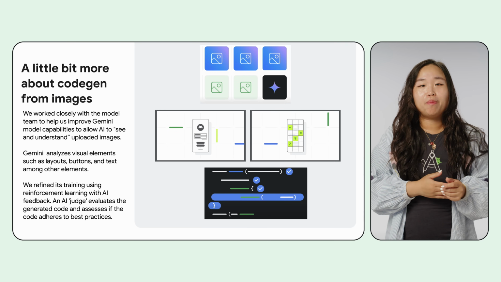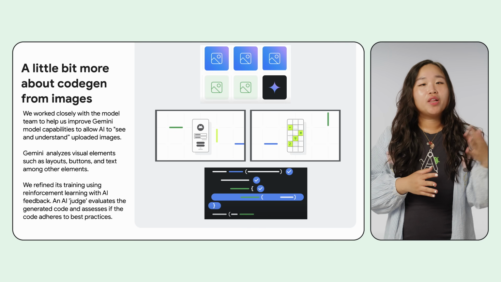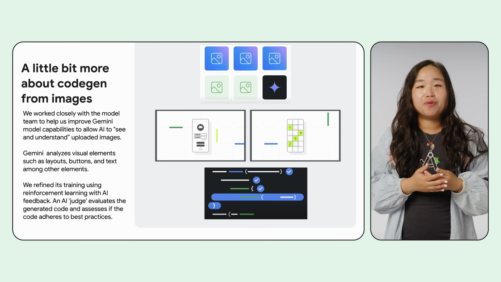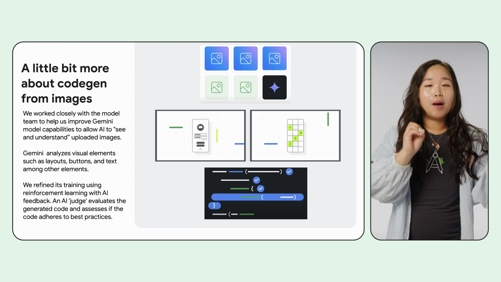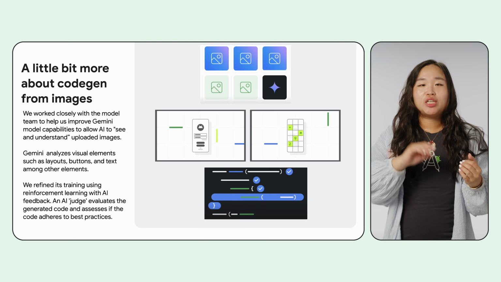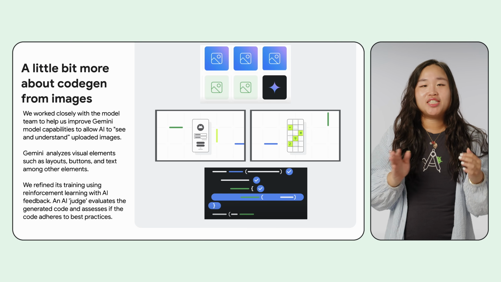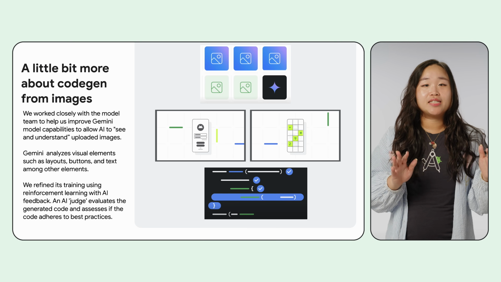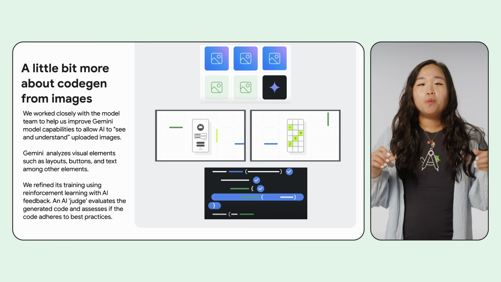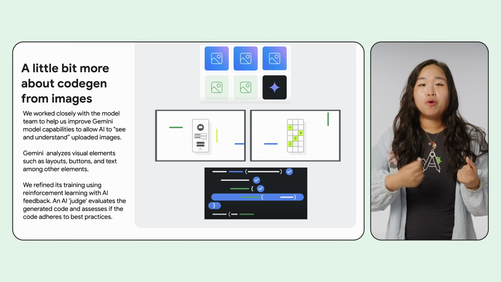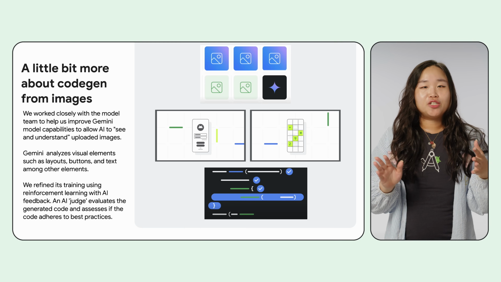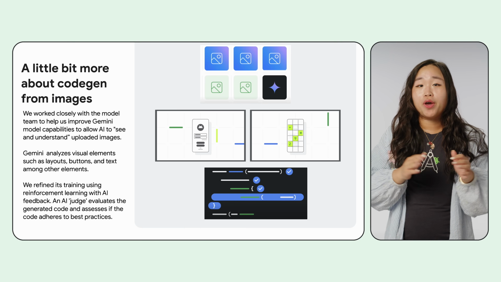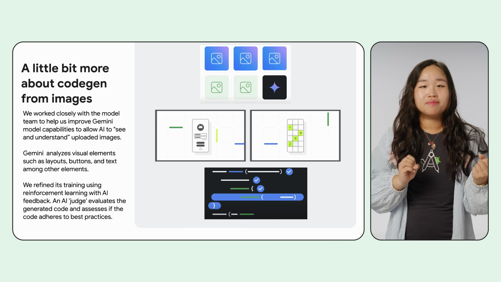I wanted to share a little behind the scenes. We work closely with the model team to help us improve Gemini model capabilities to allow AI to see and understand the uploaded images. Gemini analyzes visual elements such as layouts, buttons, and text, among other elements. We refine its training using reinforcement learning with AI feedback. An AI judge evaluates the generated code and assesses if the code adheres to best practices.